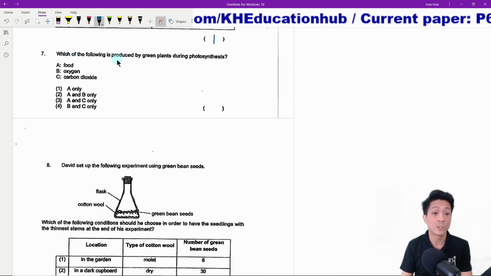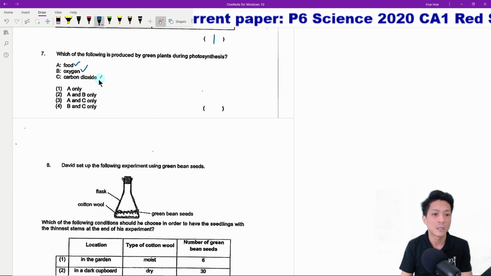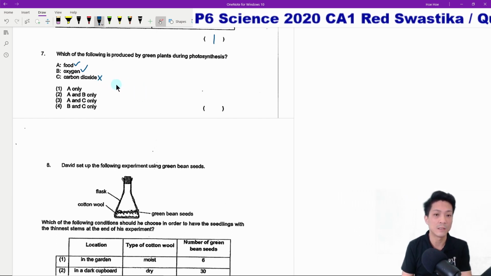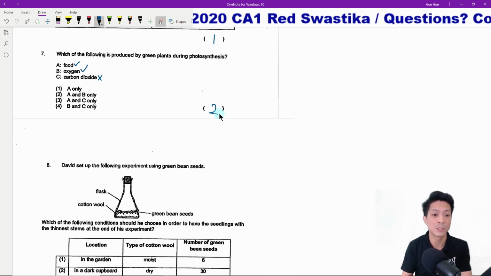Question 7. Which of the following is produced by green plants during photosynthesis? Okay, food, oxygen. Definitely not carbon dioxide, because carbon dioxide is taken in during photosynthesis. So A and B only, option 2.